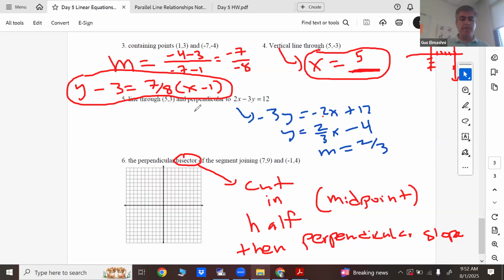However, it's got to be perpendicular. So I'll do this, the little symbol here for perpendicular. What's that flipped over and changes in sign? -3/2, right? So you're going to say y - 3 equals -3/2. Okay, I can't do 3's for the life of me on this. Times x minus 5.